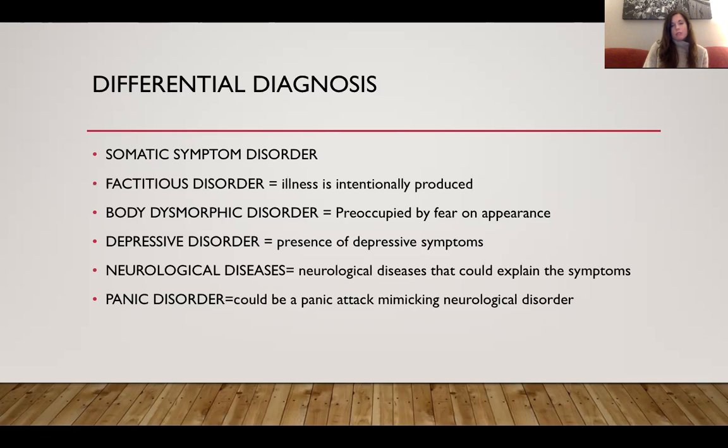Body dysmorphic disorder, obviously there would need to be a preoccupation with fear about appearance. Depressive disorder, a presence of depressive symptoms. Neurological diseases, so neurological diseases that could explain the symptoms. Obviously you'd want to rule out any medical diagnosis that could actually account for the neurological disease. Sometimes it can take a little while for someone to figure out what fits. And then panic disorder. It could be a panic attack mimicking a neurological disorder. Sometimes people get heart palpitations, they start to shake, maybe they're frozen, they feel like they can't breathe, they can't calm down. That could mimic conversion disorder. But of course, a panic attack will come and go.